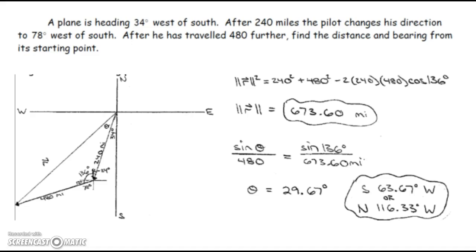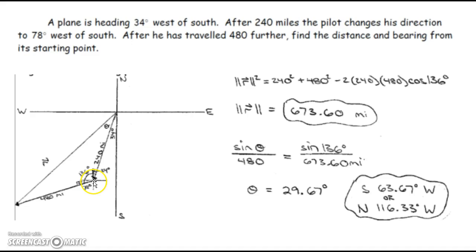So here, a plane is heading 34 degrees west of south. Now we would call that southwest, but west of south helps us when we're in the plane if we think of the y-axis as the north-south axis and the x-axis as the west-east axis. So when we talk west of south, we know that puts us in quadrant 3. After 240 miles, and you can see we have that drawn here, here's this first vector. We can see it's 240 miles and that it was traveling 34 degrees west of south, or southwest.